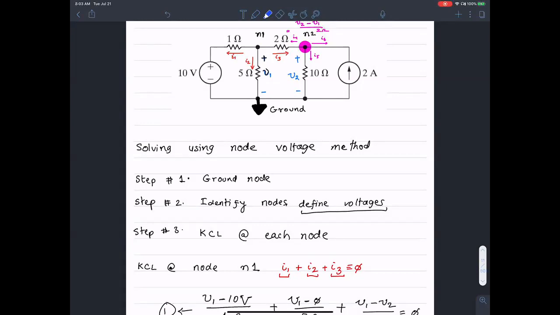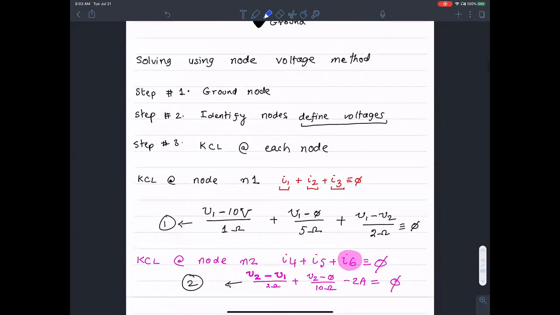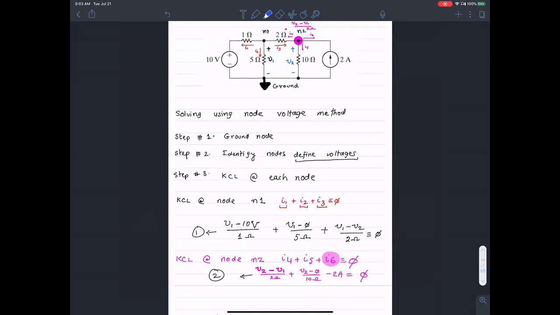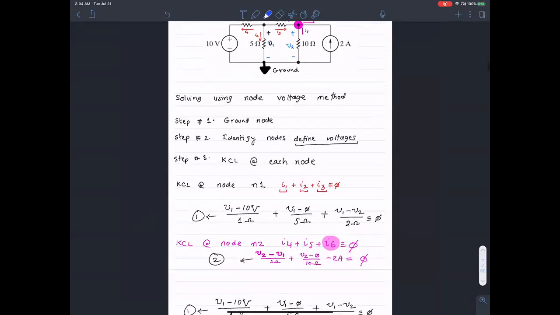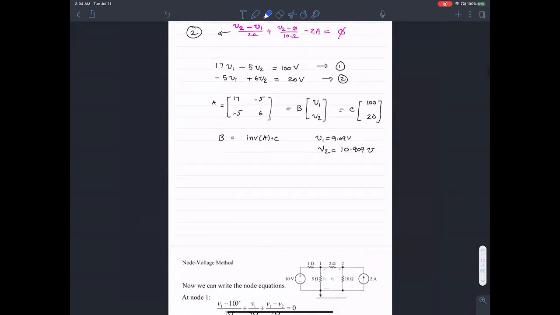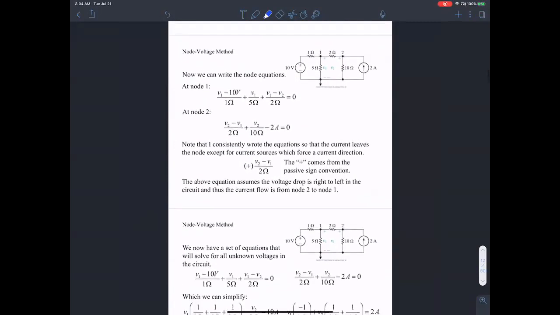Then you set up KCL at each node. KCL at each node gives you one equation. If there are two nodes, that gives you two equations. If there are three nodes, it gives you two equations actually, one of the nodes being ground. From the two non-ground, non-reference nodes, you have two KCL equations. Once you set up those KCL equations and take into account any dependent current sources, you have enough equations to solve together. That's the idea of node voltage method.